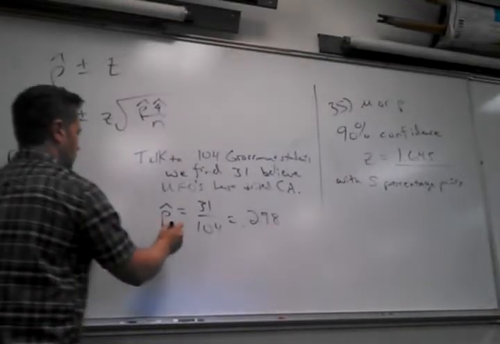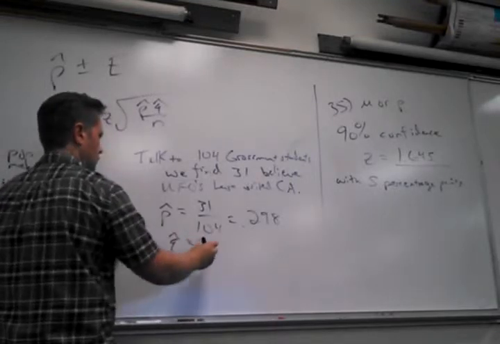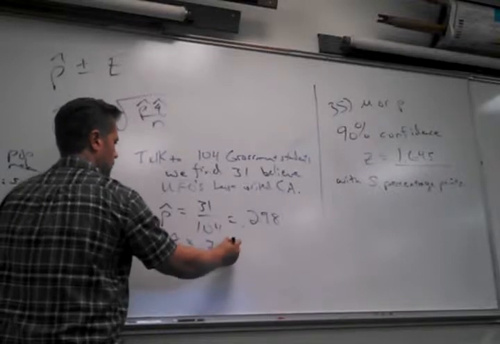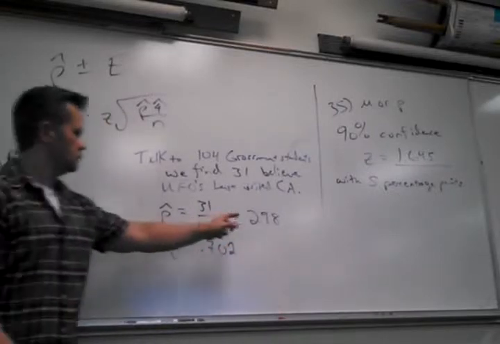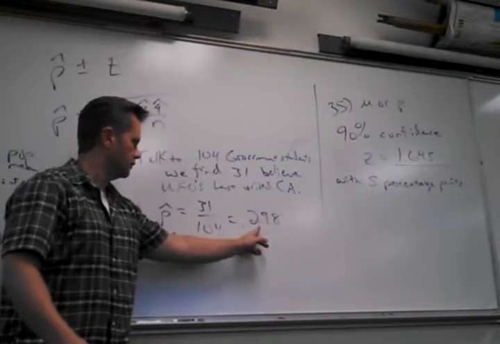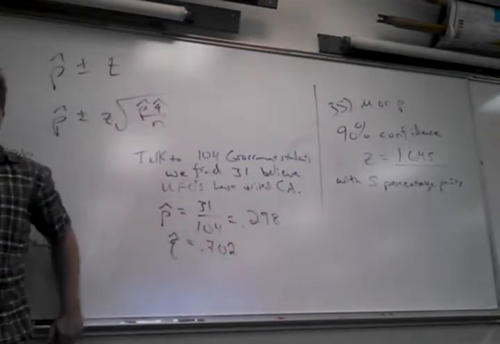So what's Q hat? 0.702. Make them 9 and make the last one 10: so 7, 0, 2, bang. Or use a calculator.